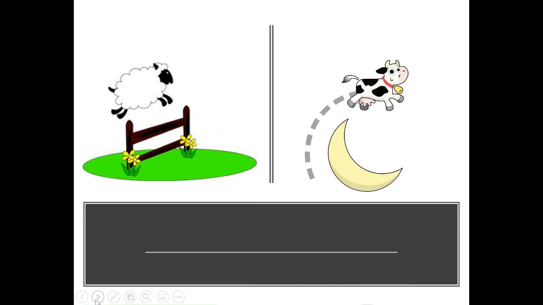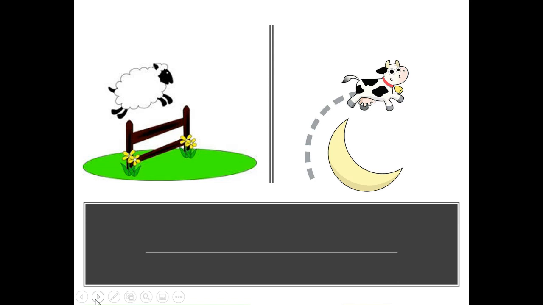Next group of pictures, what do you notice or see? Well, in the first picture, I notice a lamb jumping over a fence. And it looks like in the second picture, a cow is jumping over the moon. I think from the nursery rhyme, Hey Diddle Diddle, the cat and the fiddle, the cow jumped over the moon.